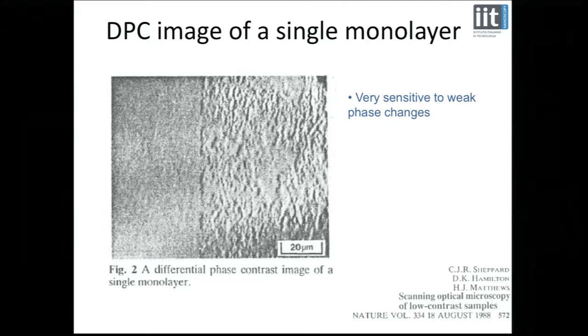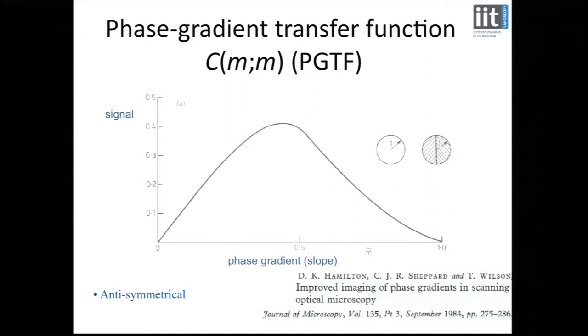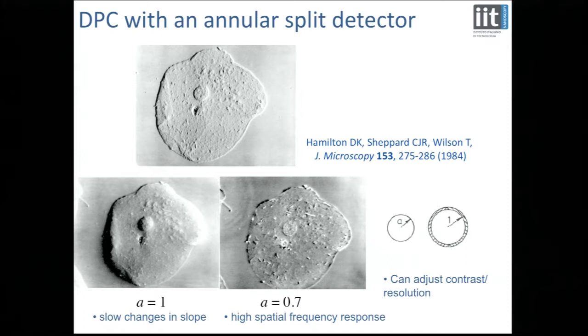This is what the phase gradient transfer function looks like. This basically measures the transfer function for these slow spatial frequencies. We also found that you can modify this system by changing the geometry of the detector. So we made it, for example, an annular split detector. And then you can get these nice images that look like these ones, showing up different properties of the sample, basically. Yeah, and that was all back when I was in Oxford.